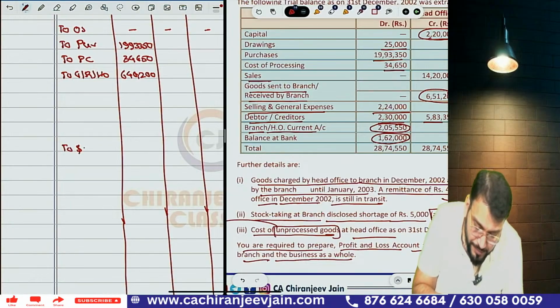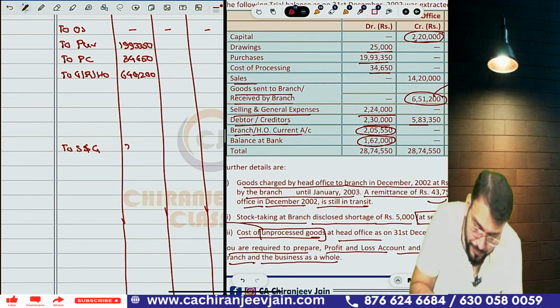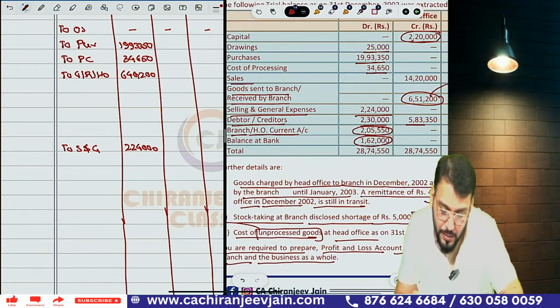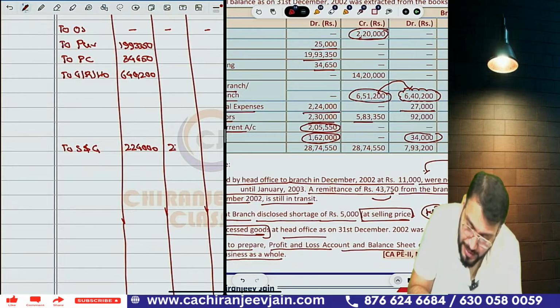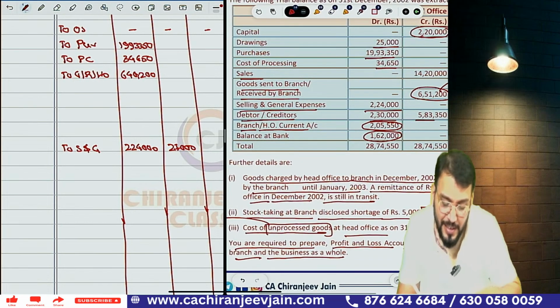Then they have given selling and general expense, that will come to the P&L account. Selling and general expense, how much is it? 2,24,000 for head office, and for branch it is 27,000. Then they have given debtor and creditor.